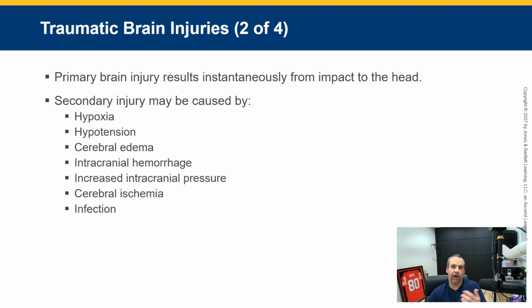Okay. Now the causes are going to be cerebral edema, intracranial hemorrhaging, increases in pressure, reduced blood flow, and infection. But really, the two most common contributors here are going to be hypoxia, again, that's low oxygen levels, and hypotension, which is your low blood pressure. Both really reduce the supply of oxygenated blood that's available to reach the injured brain tissue.